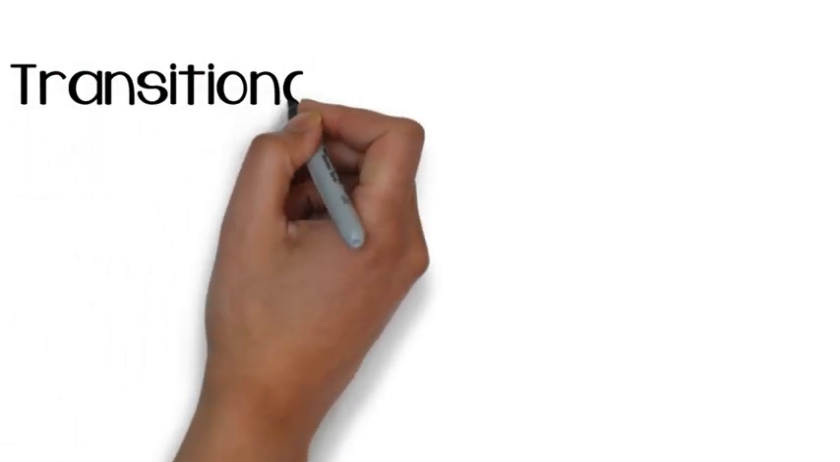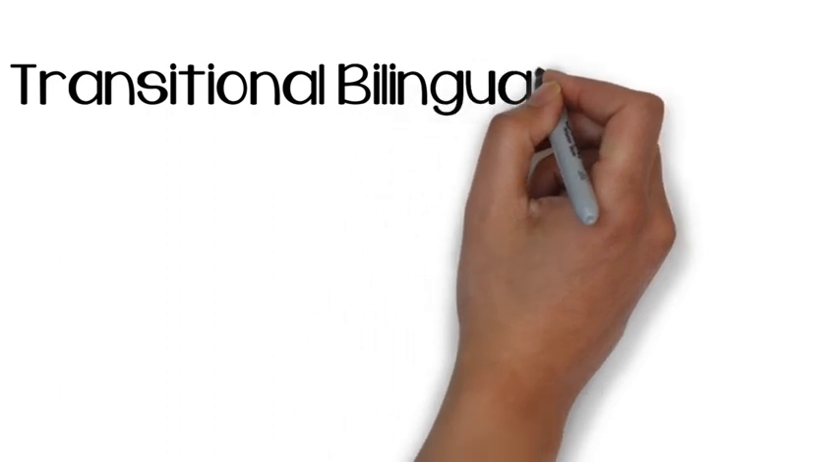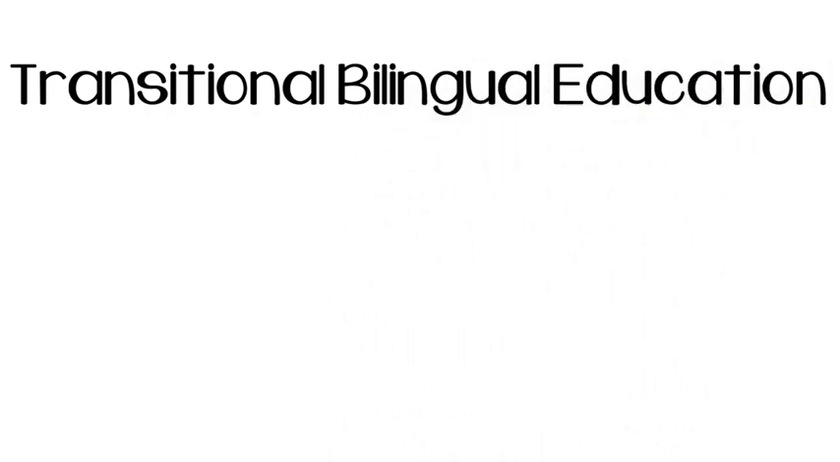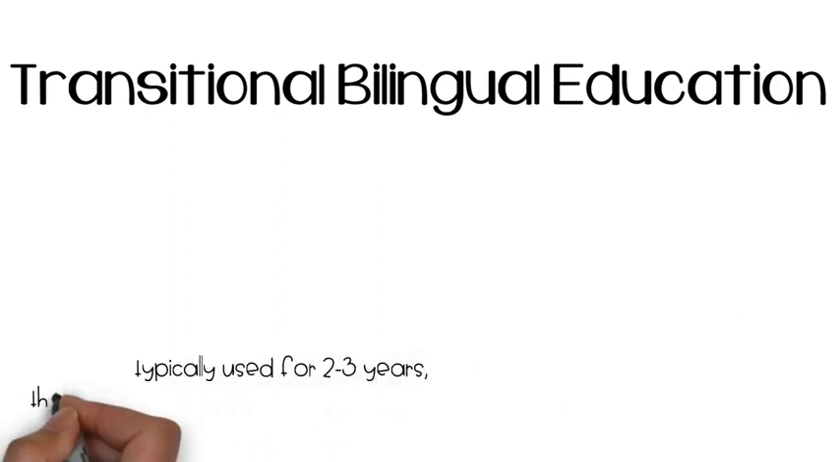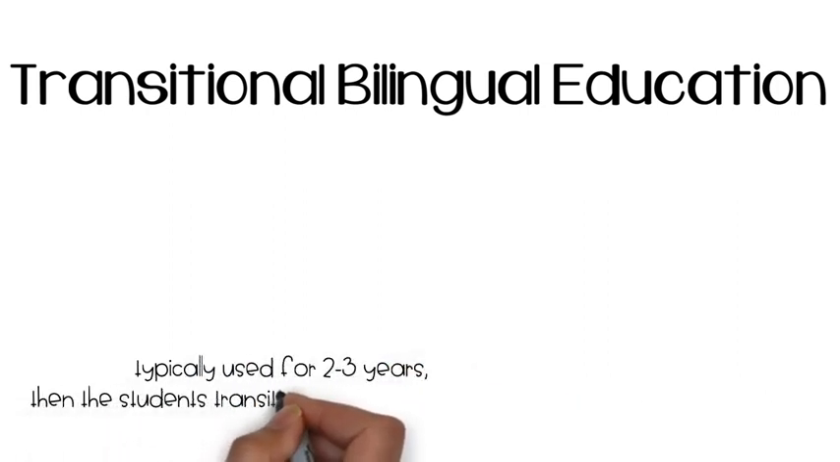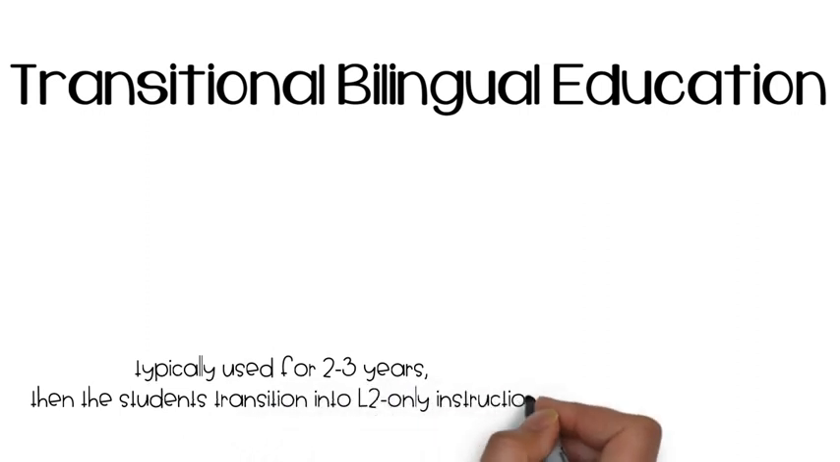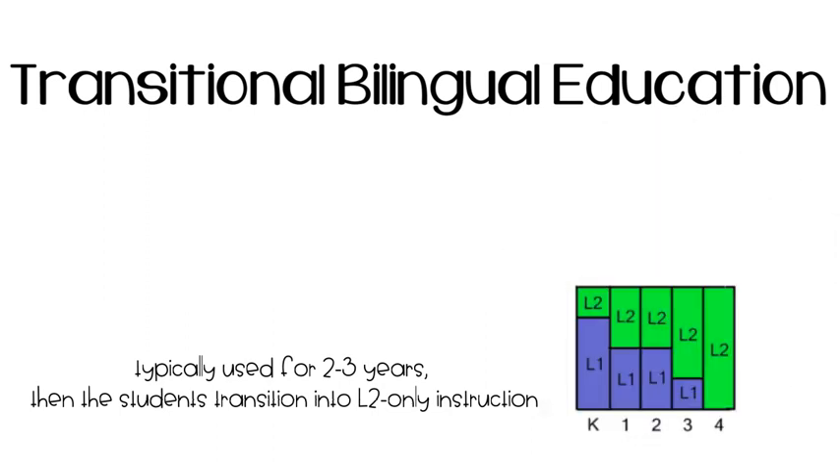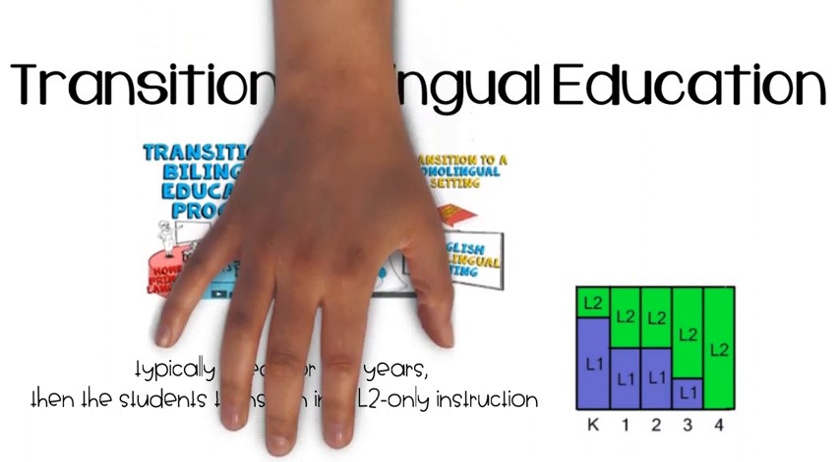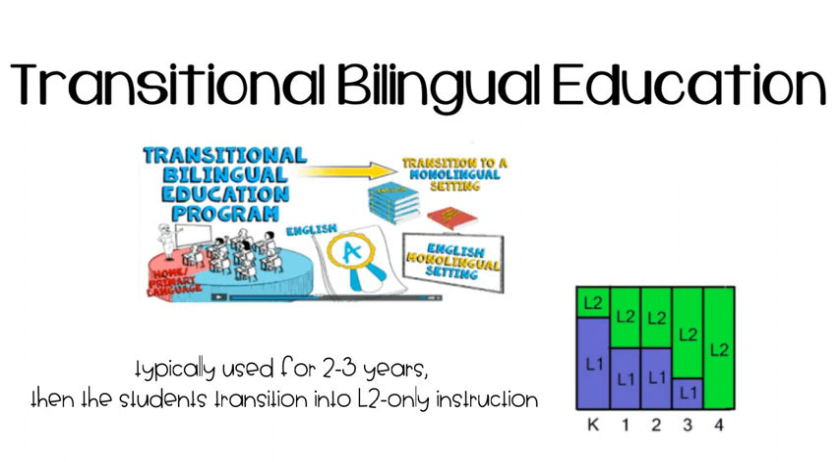Transitional bilingual education is the most common form of bilingual programming and is typically only used for 2 to 3 years. Then the students would be transitioned into L2 only instruction. The theory that supports this is that students will learn to read and write best in their L1. So if instruction remains in their L1, they will eventually transfer the skills that they are practicing to their L2. Within this program, all instruction is done in L1, as well as instruction in the L2 in the content areas. The biggest worry, however, is the limited amount of time students have to master their L2.